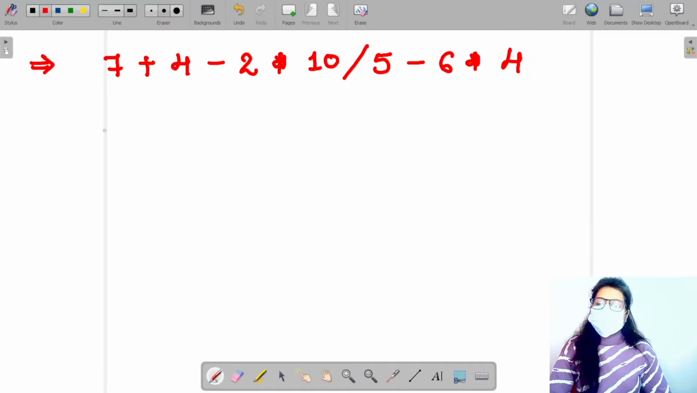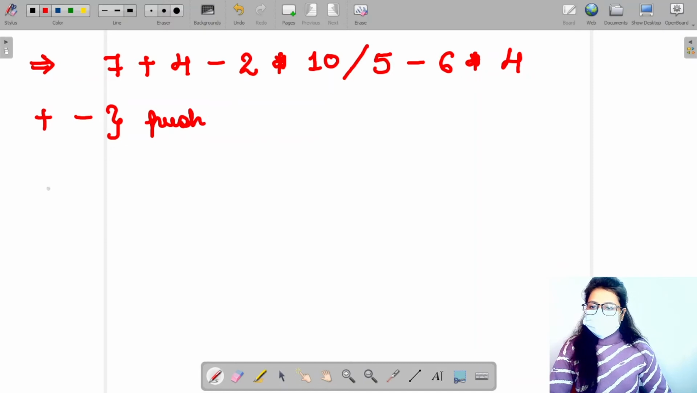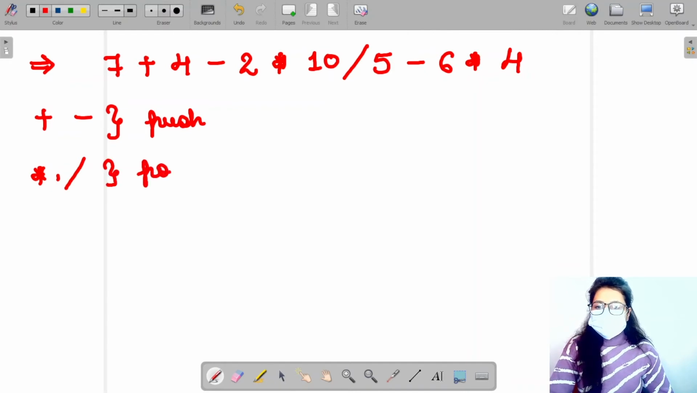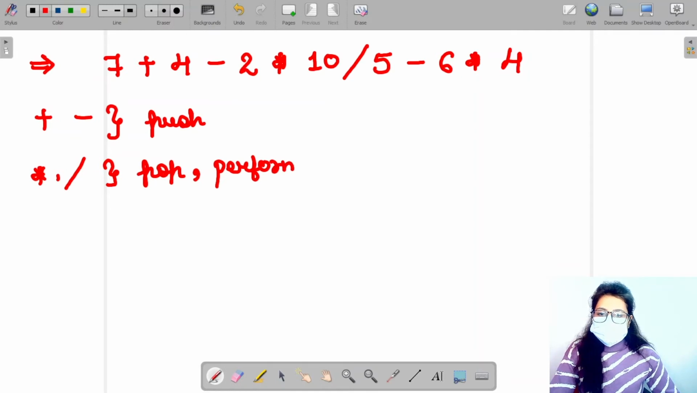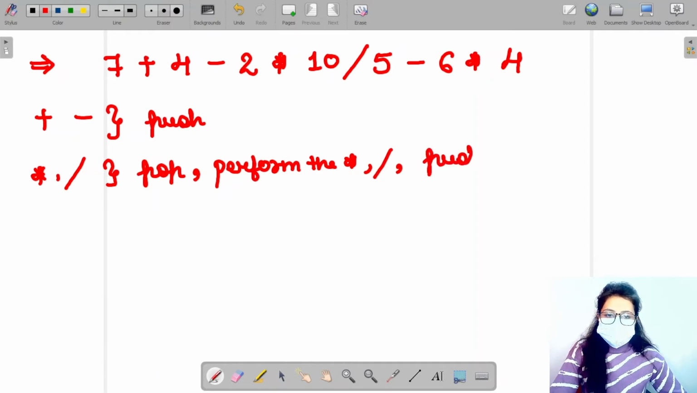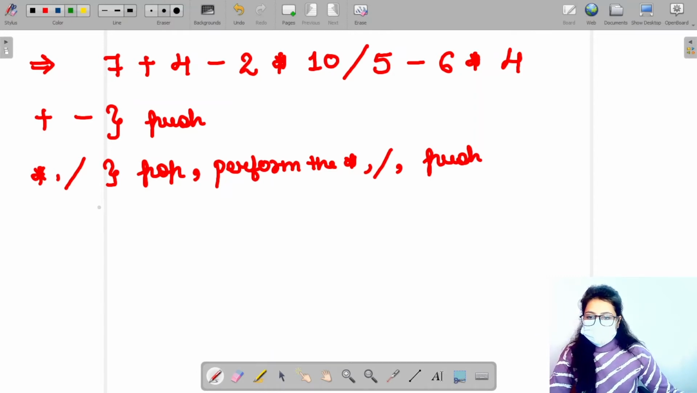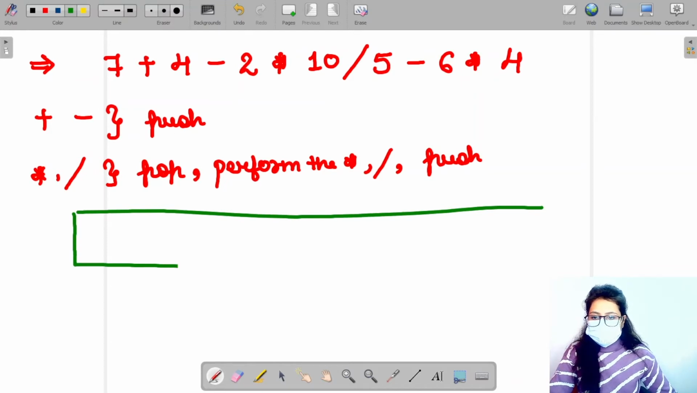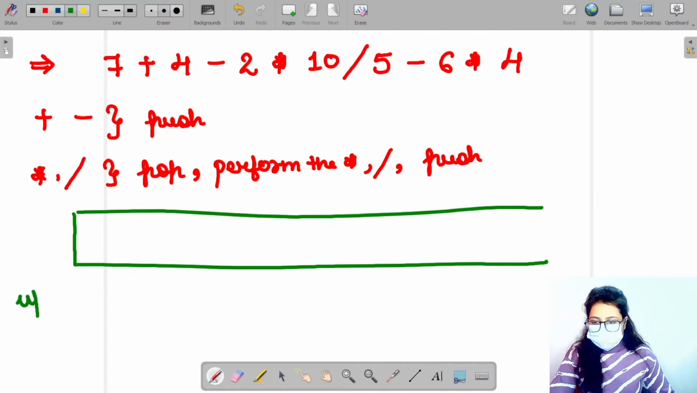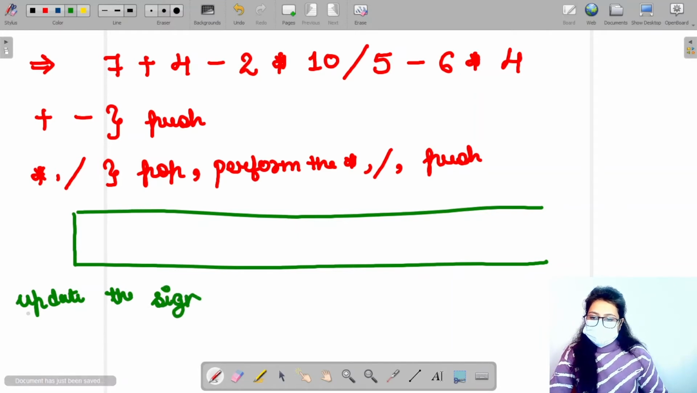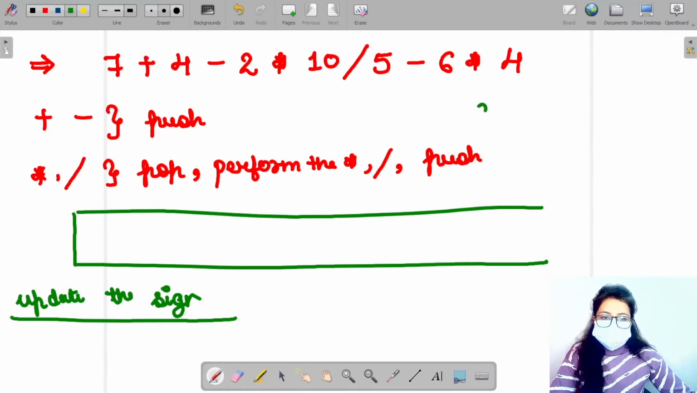As we have seen in the algorithm, for plus and minus we will push into the stack, right? And for multiplication and division, we will pop them out, then perform the multiplication and division and push it back to the stack, right? Okay, so every time we have to update the sign, right? So let's have the sign value here.